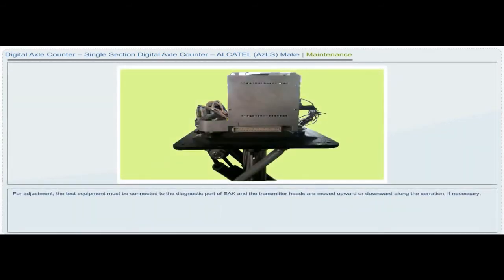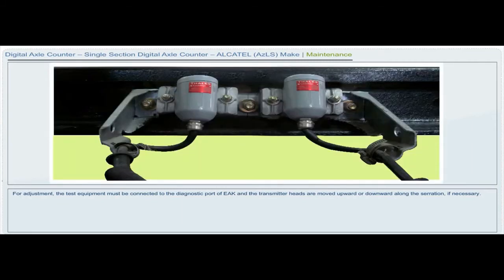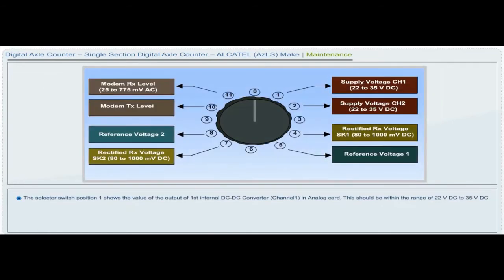For adjustment, the test equipment must be connected to the diagnostic port of EAK, and the transmitter heads are moved upward or downward along the serration if necessary. The selector switch position 1 shows the value of the output of the first internal DC-DC converter, that is channel 1 in the analog card. This should be within the range of 22 volt DC to 35 volt DC.